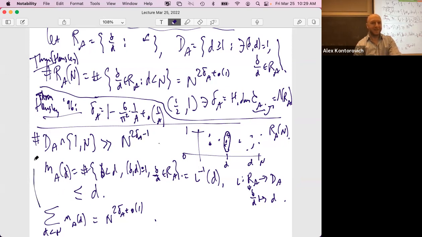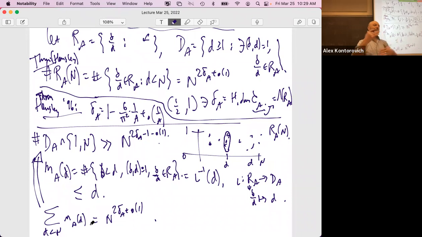So this is an immediate consequence. If I have fewer than this number of d's, the average would dip too much, and each of them contributes only at most N to the 1 minus little o(1), again just to exponent order. Then I don't have enough d's to make up this total sum, because each d has a restricted amount of multiplicity that it can contribute.